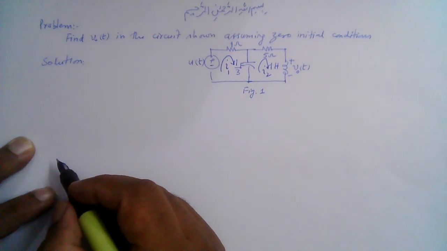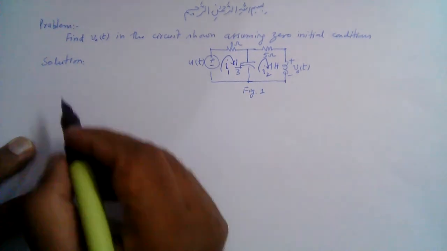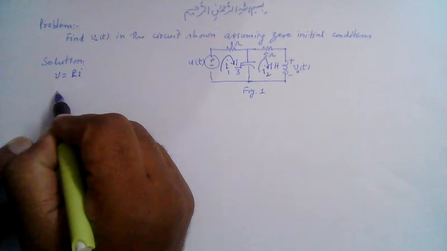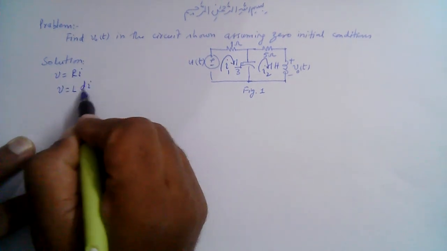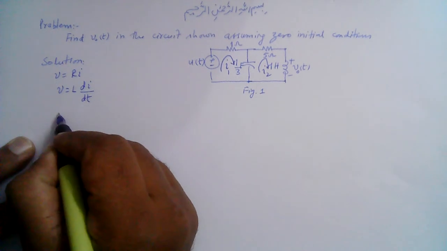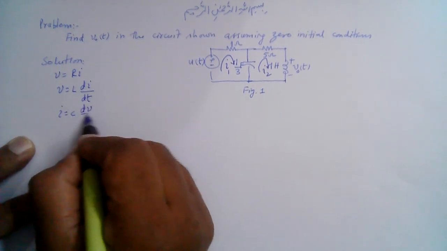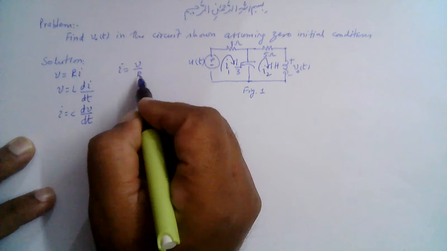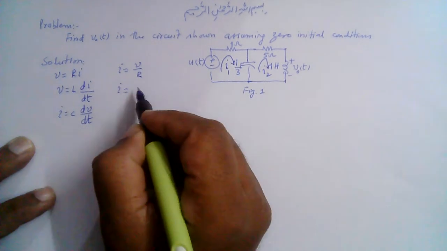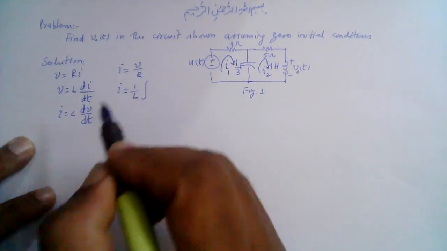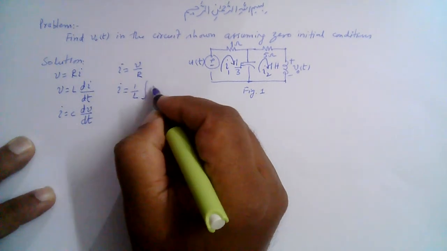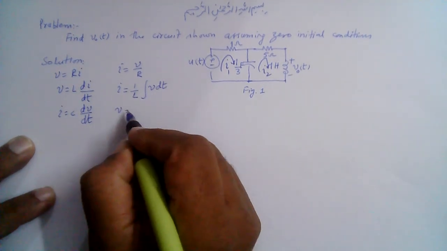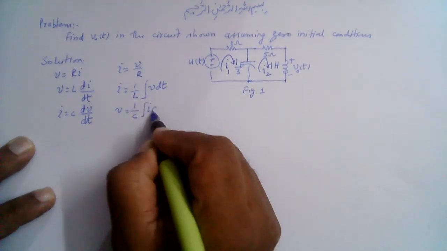In the time domain, the voltage and current relationship for the resistor is simple: v equals R multiplied by i. For the inductor, v equals L di/dt. For the capacitor, i equals C dv/dt. And for the resistor, i equals v over R. The current for the inductor is 1 over L times the integral of v dt. And for the capacitor, the voltage is 1 over C times the integral of i dt.